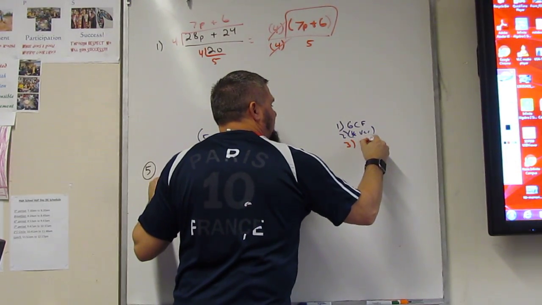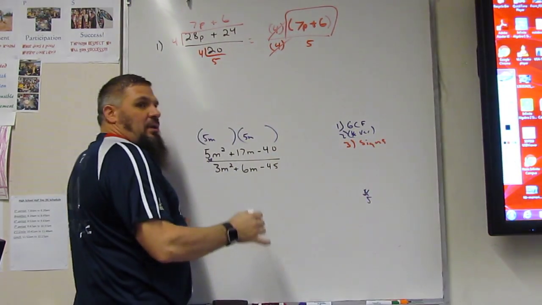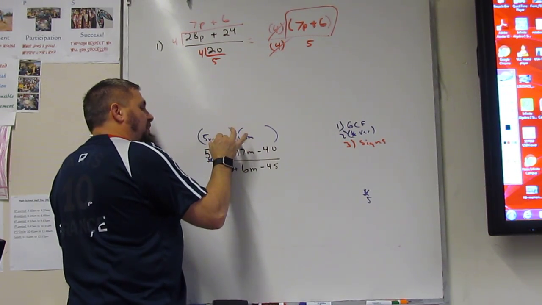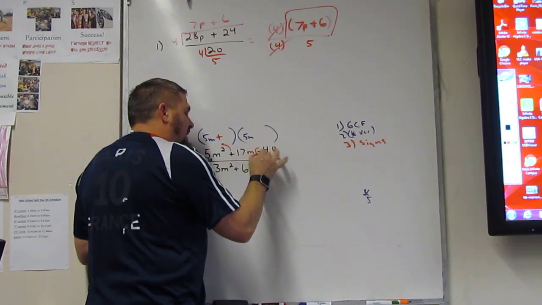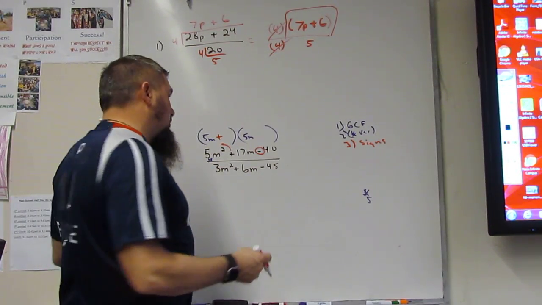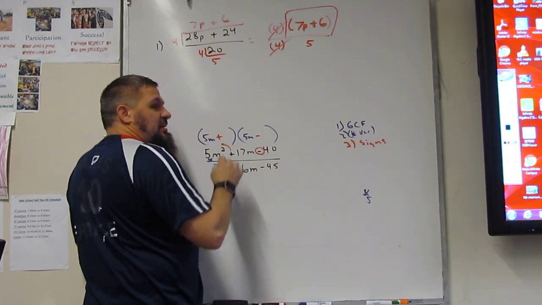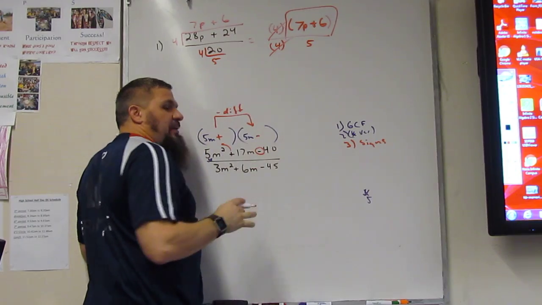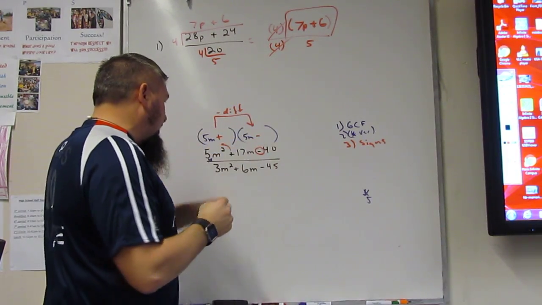Step 3 is signs. So this sign should come up, so I've got a plus. And this sign tells me that they are different, so this should be minus. These are different, so this needs to be minus.